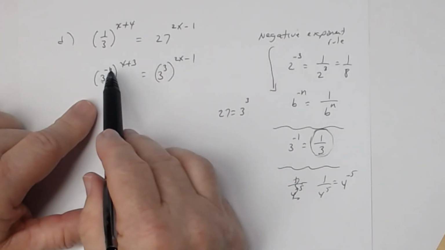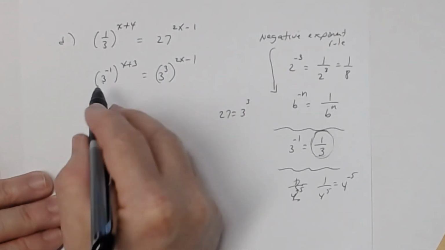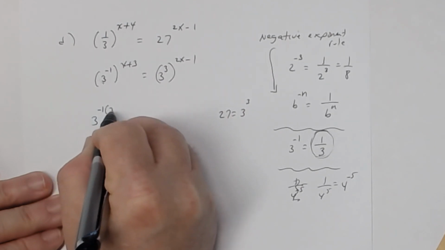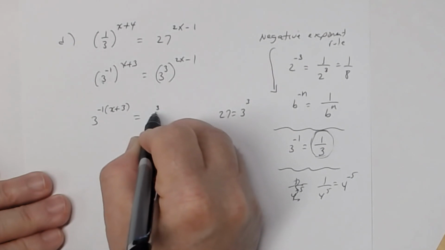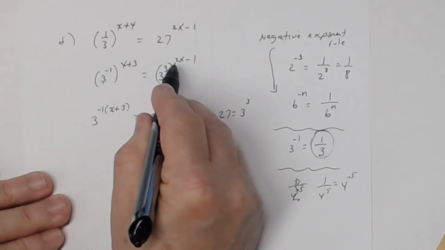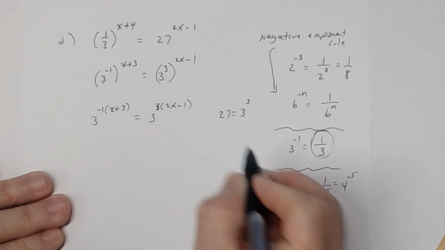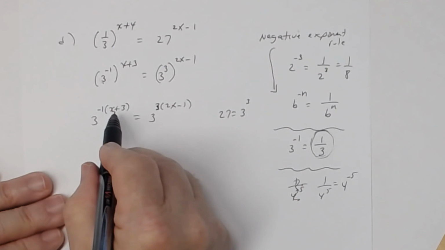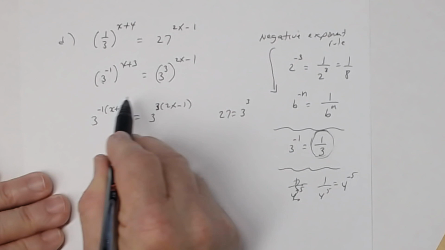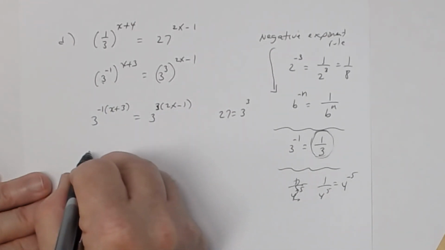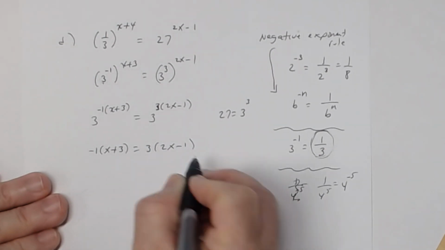And now I'm going to go back. I'm going to use the power to a power rule just like I did in the previous 3 problems. And so this becomes 3 to the negative 1 times x plus 3 equals 3 to the, and then remember your base is 3 here. You're going to multiply these powers. You're going to say 3 times 2x minus 1. Okay? And now that you have the bases equal to each other, that one-to-one property says those exponents must be equal to each other. So negative 1 times x plus 3 must equal 3 times 2x minus 1.